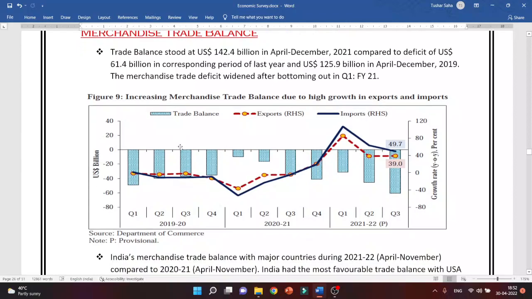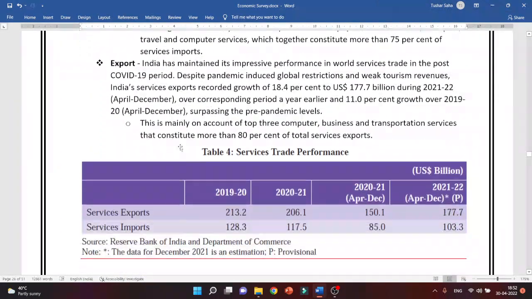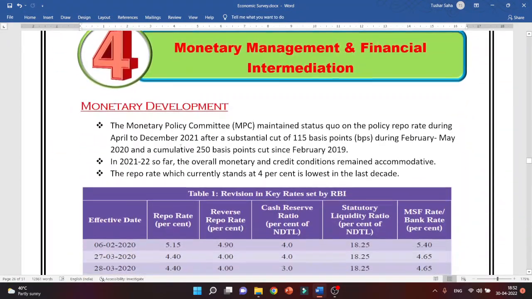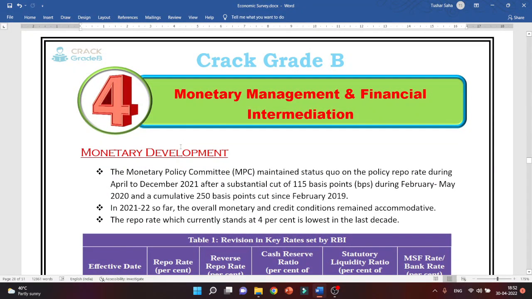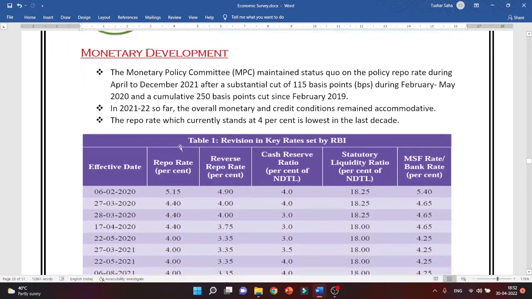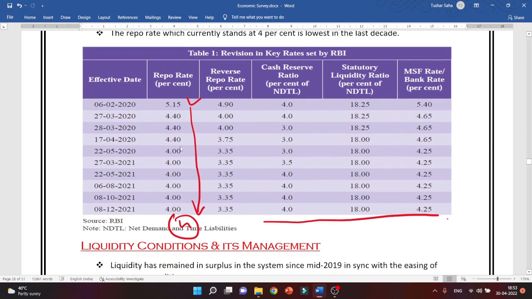Then comes the merchandise trade balance. Okay, you can go through import and export; balance of payment and foreign exchange we have already seen. So let's move to chapter 4, monetary management and financial intermediation. A few important points which we have already read. You can see the repo rate on 6th Feb 2022 was 5.14%, and then it was reduced to 4%, and still it's 4%. And so on for the other rates.